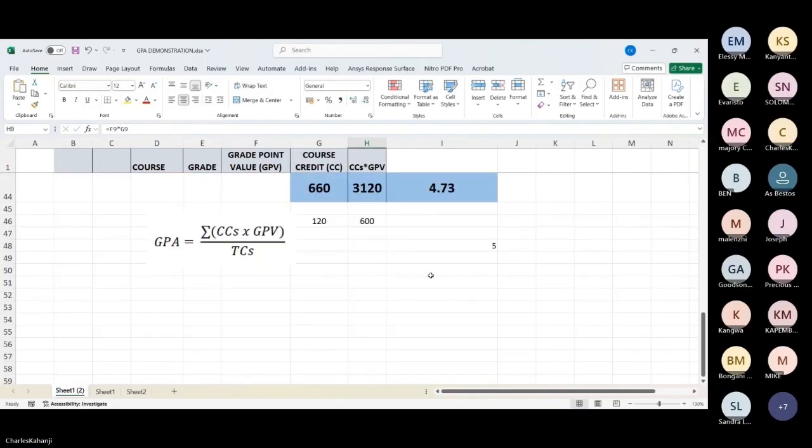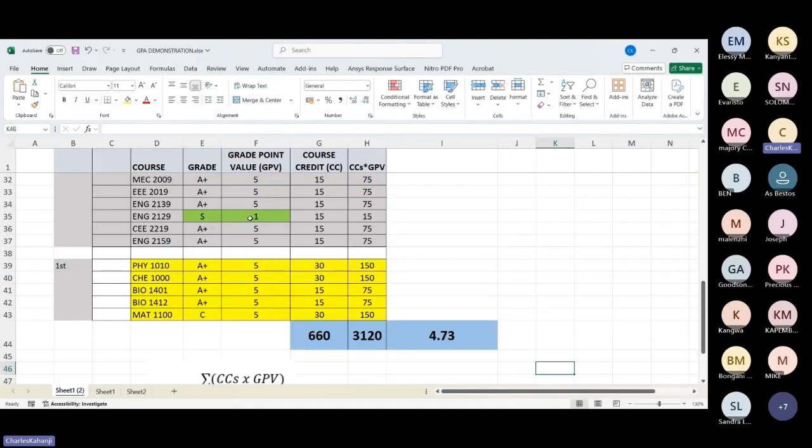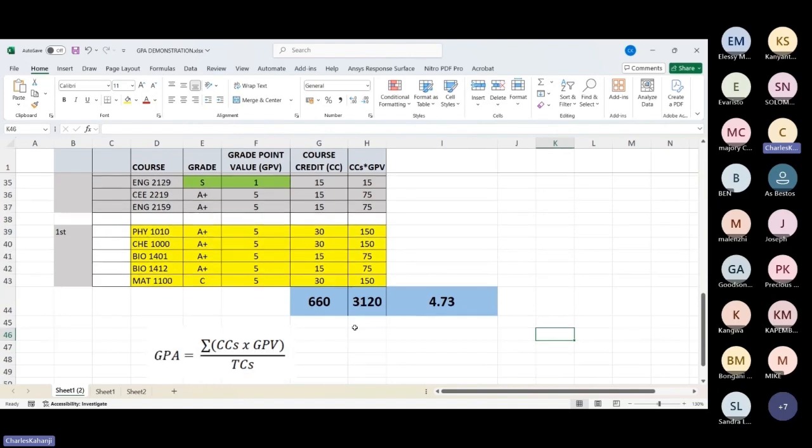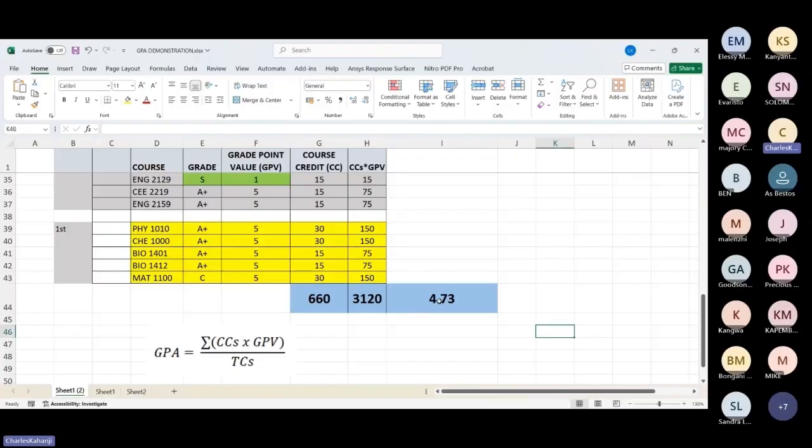Instead of our students having their GPA out of 5, because we are also including these 3 courses with S, which were given a GPV of 1 and a credit of 15, an ideal A plus student was being shortchanged. Instead of getting a GPA of 5, they were getting a GPA of 4.53.